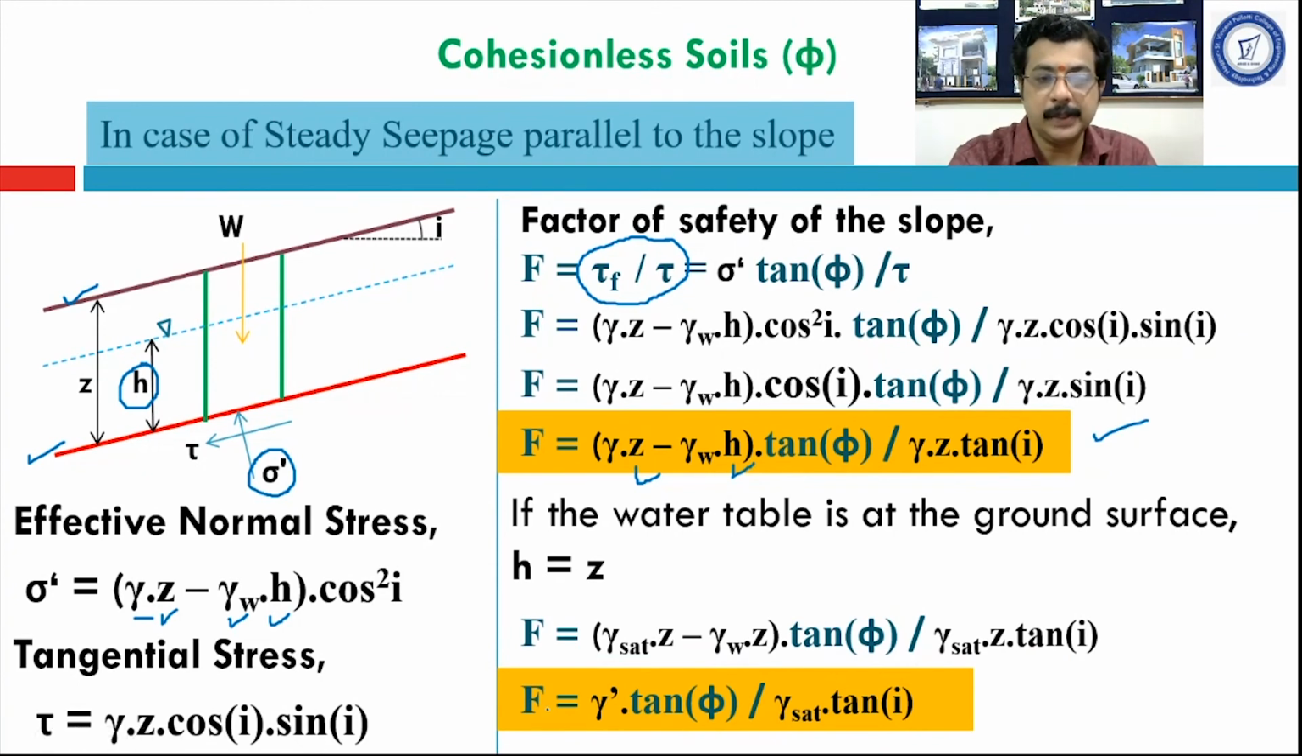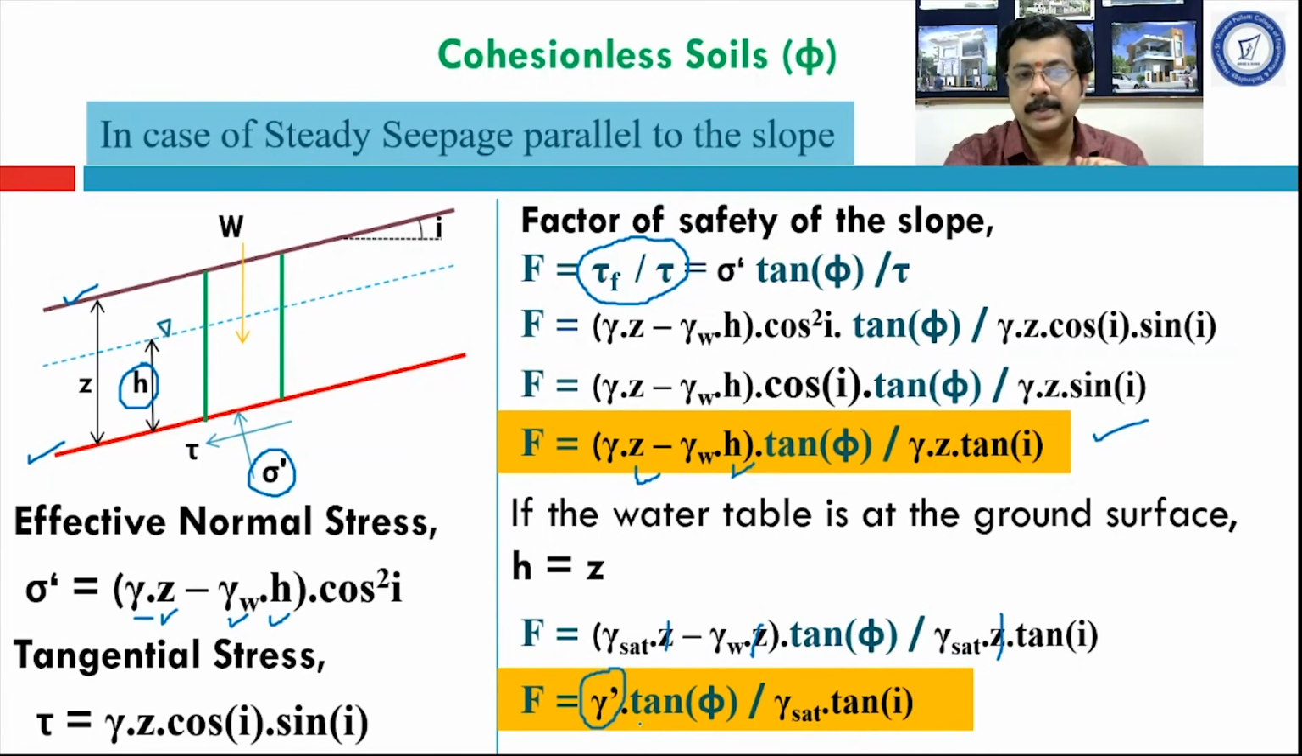So this gamma value, that is the bulk unit weight, is now replaced by saturated unit weight because the soil is completely below water, it is in saturated condition. Okay, so gamma saturated z minus gamma w z will give us submerged unit weight. z would be taken outside as a common quantity, multiplied by tan phi divided by gamma saturated z tan i. So this z would get cancelled. Okay, this z and these two z's would get cancelled. So finally what will we obtain? We will get F equals gamma submerged tan phi divided by gamma saturated tan i.